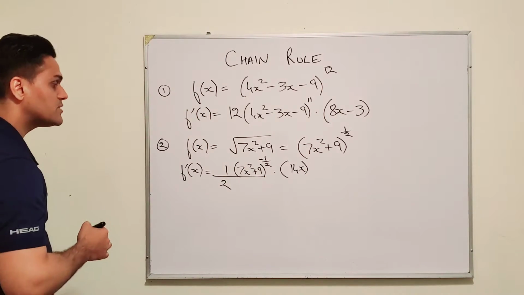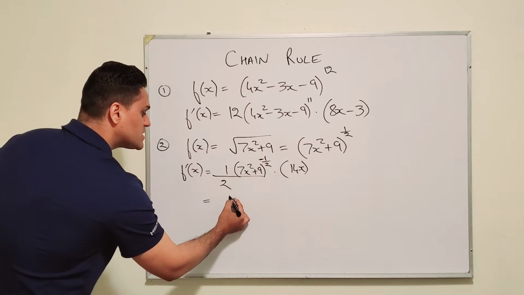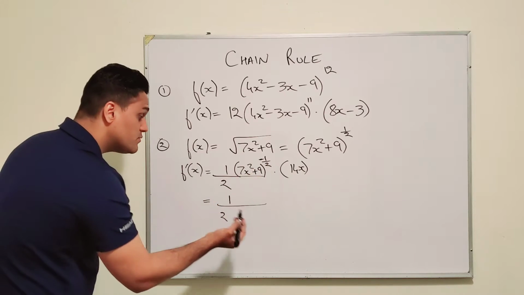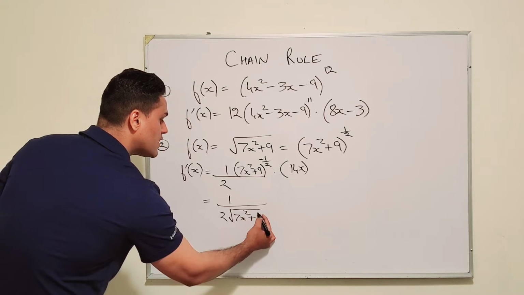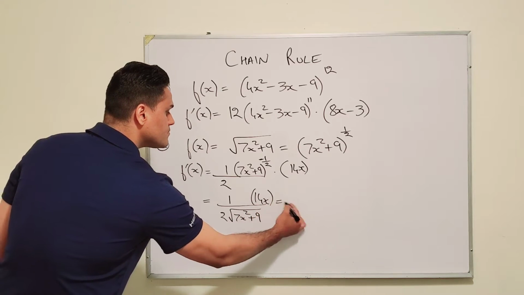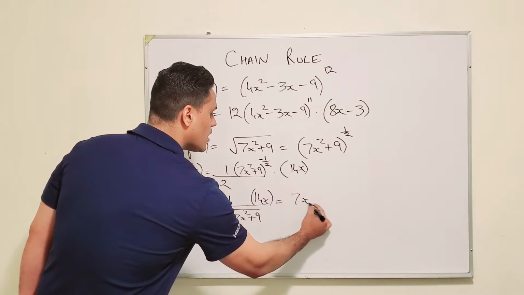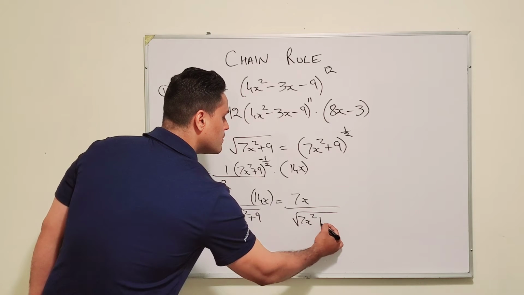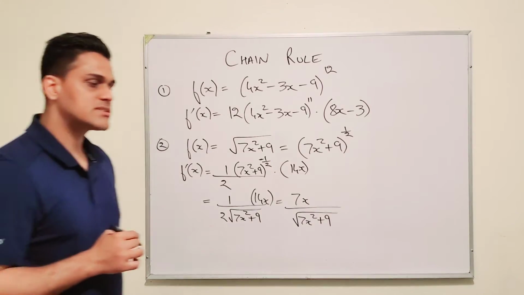It's very important that we do that. Now, this was a negative exponent, so we're just going to move it to the bottom, and that would become a positive 1 over 2, which is just the square root of 7x squared plus 9 times 14x. Then we can divide 14 by 2, so you've got 7x at the top, and at the bottom you've got the square root of 7x squared plus 9. Okay? We're going to do a couple more examples.